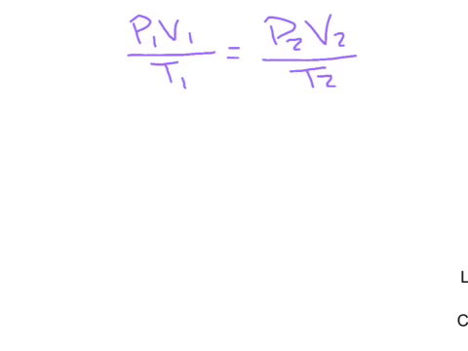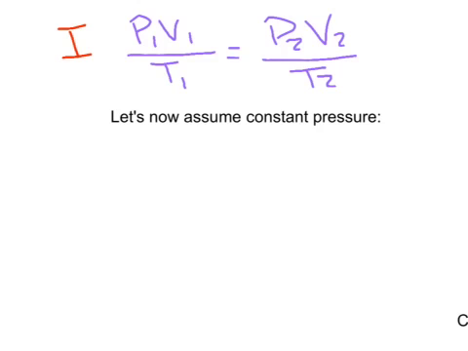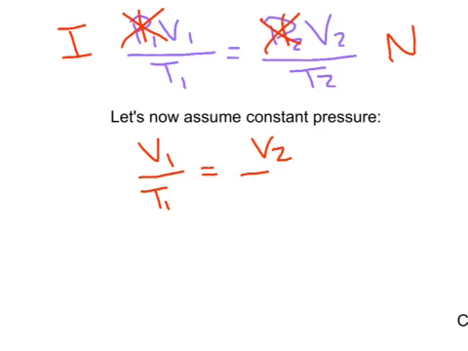Let's take a look at another law. Here's the combined gas law once again. This time, let's assume constant pressure. Let's say pressure in the initial condition over here on the left is 1 atmosphere, and the pressure in the new condition here on the right is also 1 atmosphere. Well, if they're both 1, let's just cancel those out. What do we have left in the equation? We have V1 over T1 equals V2 over T2. This law is known as Charles's law.